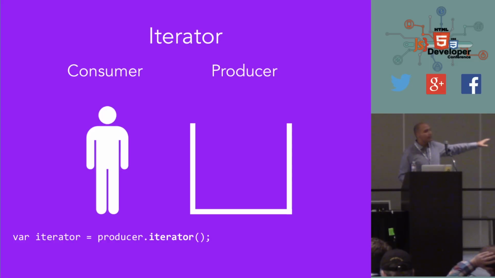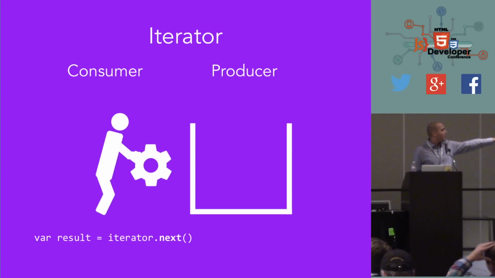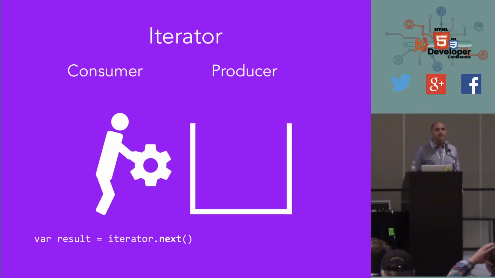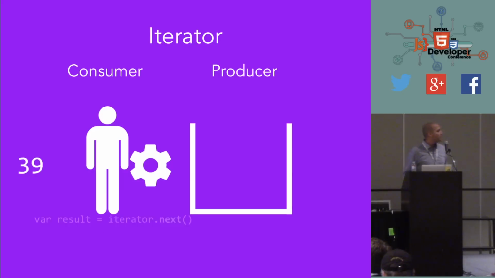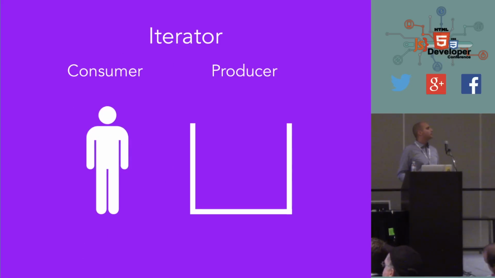So we have our consumer and producer. First, the consumer requests an iterator from the producer. It says, hey, give me an iterator. And we see the iterator comes out. Now the consumer says, give me the next value. So we see it's calling next. And the producer produces the next value and sends it to the consumer. That process repeats. You can keep getting values and cranking them out until finally we ask for the next value and the producer says, I'm done. I've got nothing more for you.